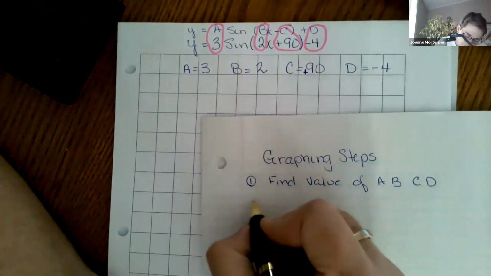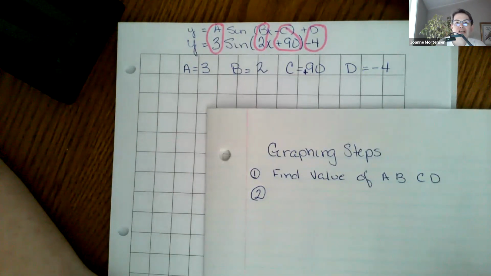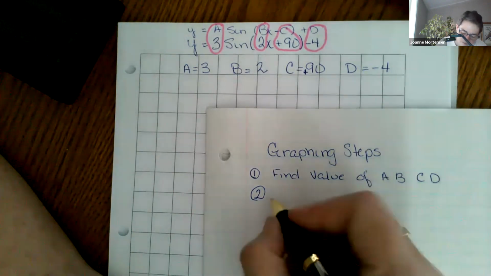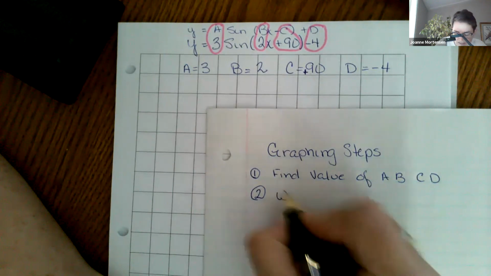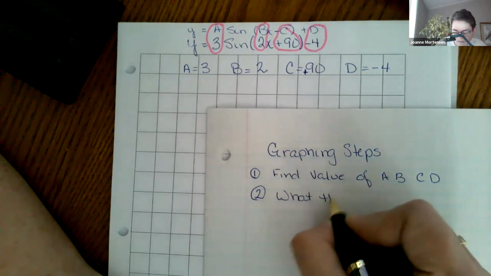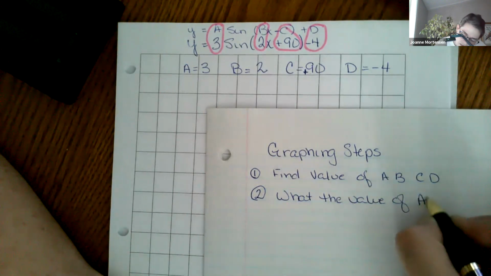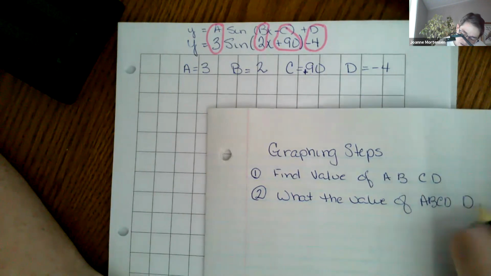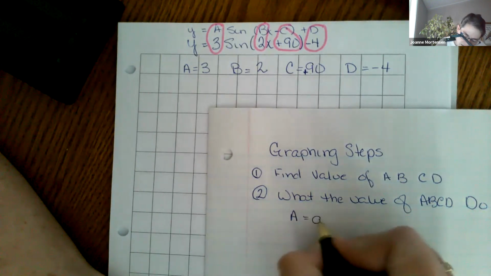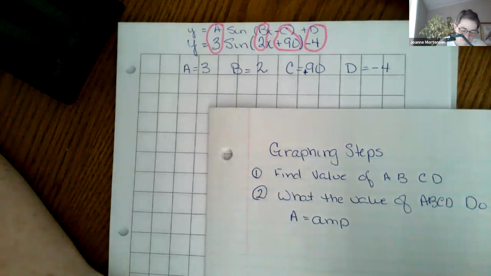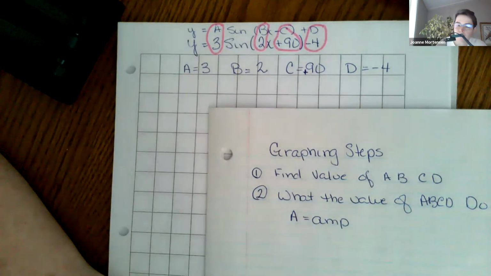Step 2, not really sure how to explain this. I just want you to think about what the values A, B, C, and D do. So we know that A is amplitude. So if we look here, we know this graph from our middle is going to go 3 up and 3 down.